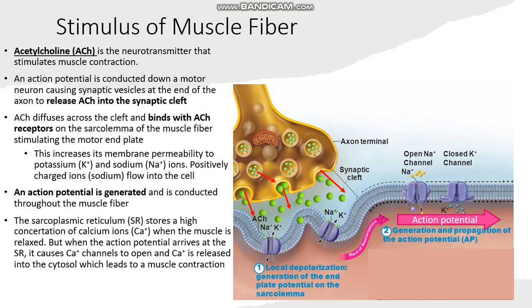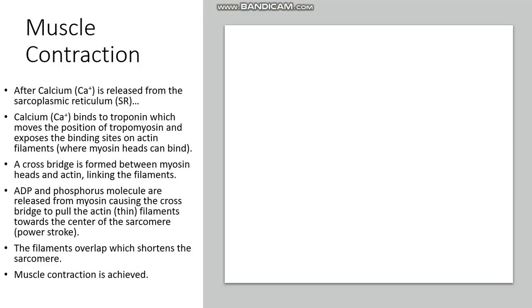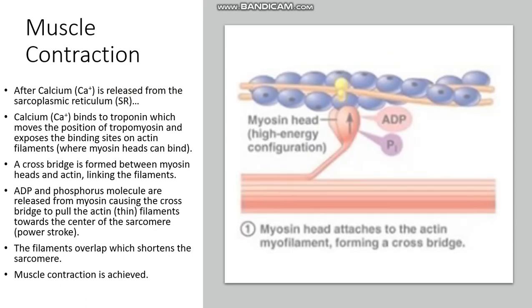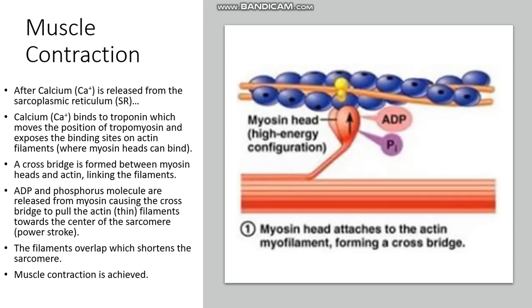Once it reaches the sarcoplasmic reticulum, calcium channels will open, allowing calcium ions to diffuse into the cytosol. After calcium is released from the sarcoplasmic reticulum, it will bind with troponin, which is a protein on the actin filament. This will move the position of tropomyosin, which will expose the binding site on actin. This is where the myosin head will bind.